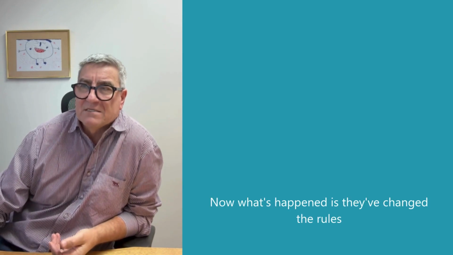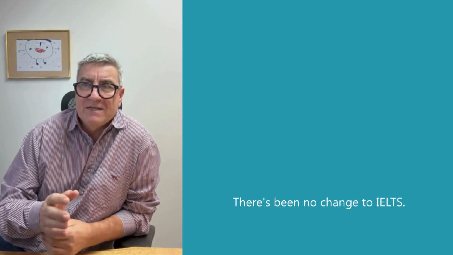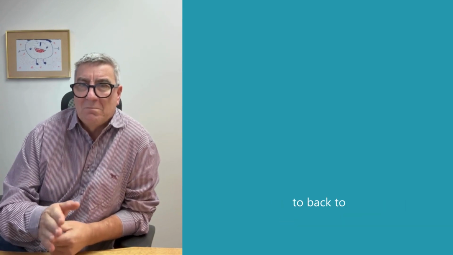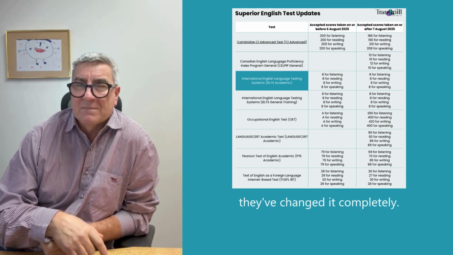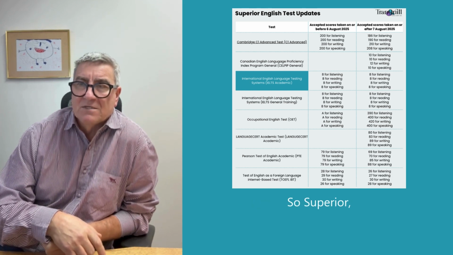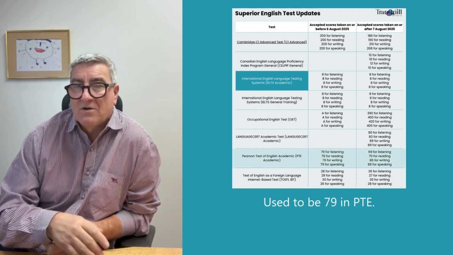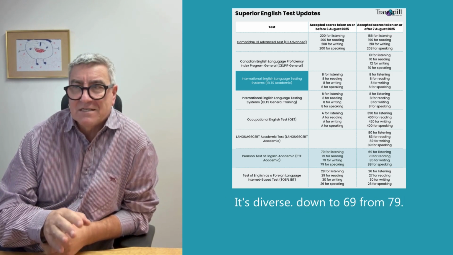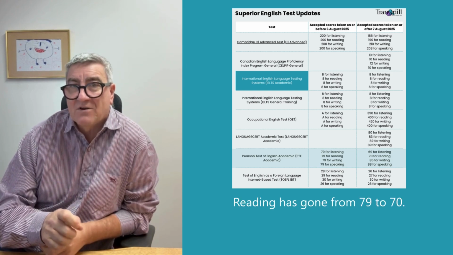Now, what's happened is they've changed the rules as of 7th of August 2025. There's been no change to IELTS. What they've done is they've adjusted everybody else back to a standard based on the IELTS. That's my reading of it. For example, Superior, they've changed it completely. Superior, 8 in each band is the setting for IELTS. It used to be 79 in PTE. Now they've made it much easier for listening. It's down to 69 from 79, so a big drop there. Reading has gone from 79 to 70.